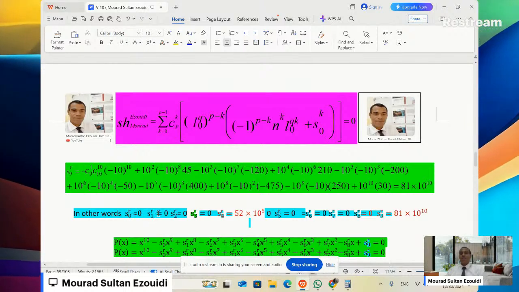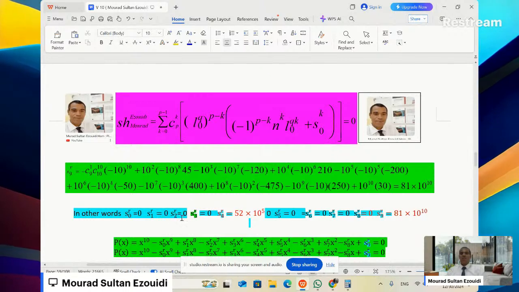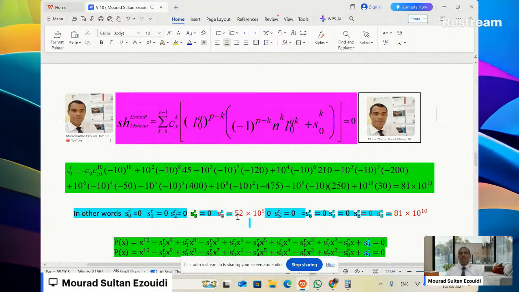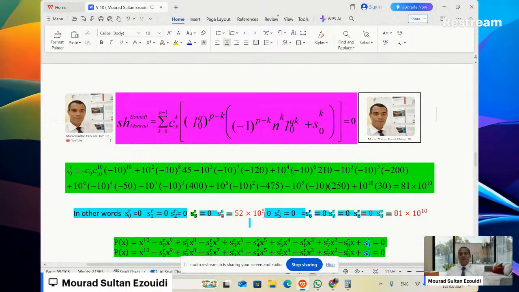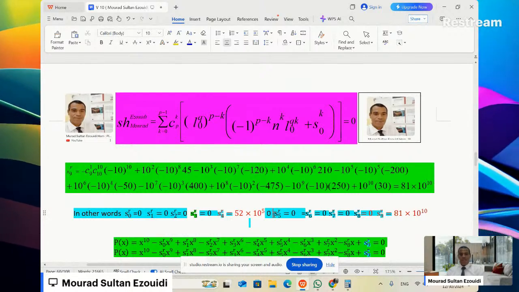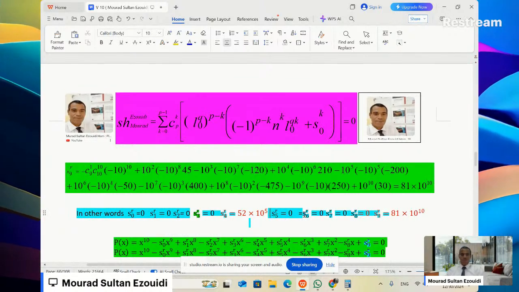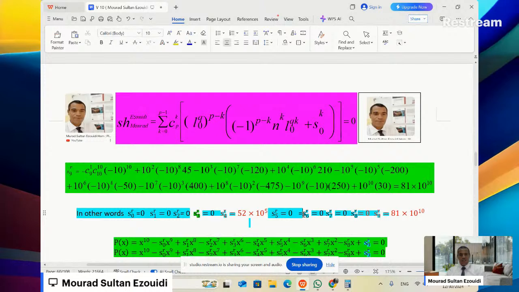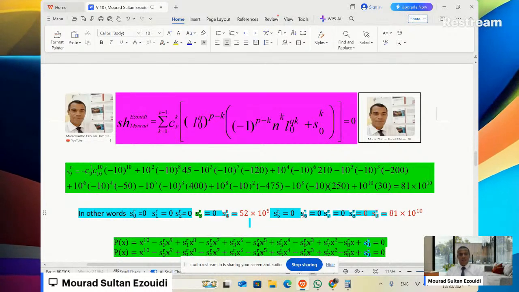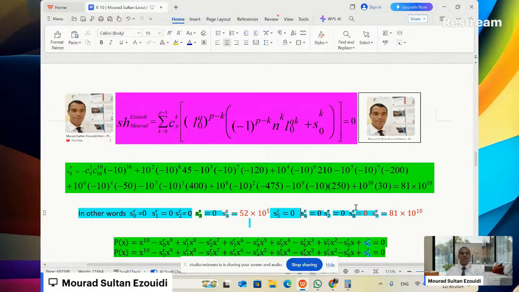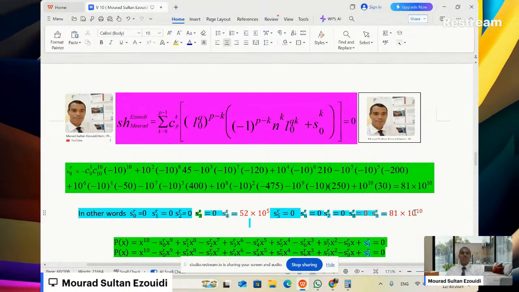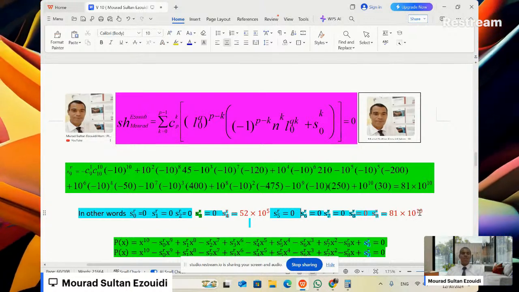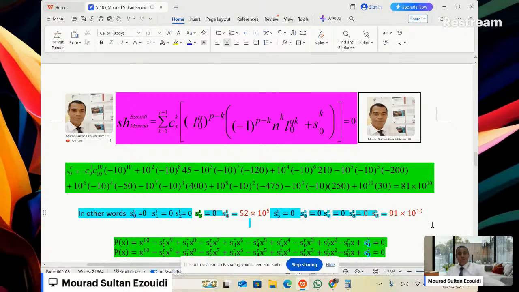So in other words, S0 is equal to 0, S1 is equal to 0, S2 is equal to 0, S3 is equal to 0, but S4 is equal to 52 times 10 raised to the power 5. And S5 is equal to 0, S6 also is equal to 0, S7 is equal to 0, S8 is equal to 0, and S9 is equal to 81 times 10 raised to the power 10, or 9 times 10 raised to the power 5 all squared.